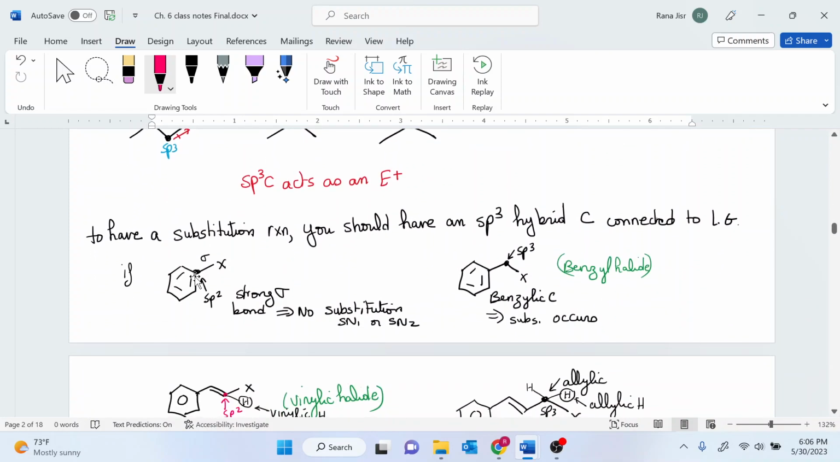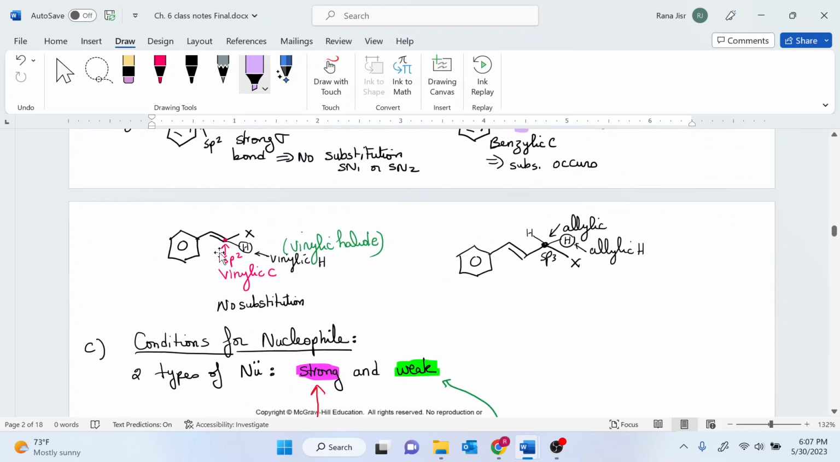So if you have an sp2 hybrid carbon that is linked to your leaving group, the reaction will not happen. The reaction will not happen on the vinylic carbon, but it will happen on the allylic carbon because this is a regular sigma bond attached to the sp3 hybrid carbon.